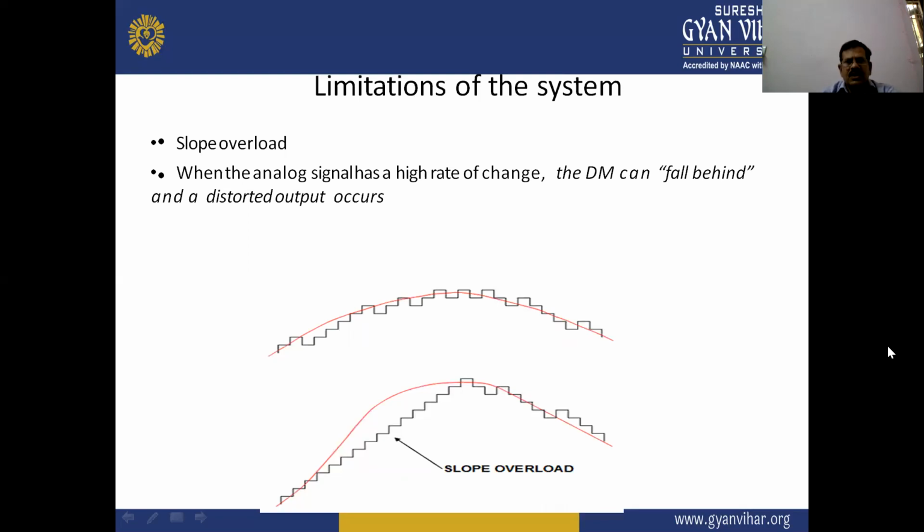There are some limitations of the delta modulation system. There is slope overload: when the analog signal has a high rate of change, delta modulation can fall behind and a distorted output occurs. You can see the distorted output waveforms when the slope is overloaded. So this is the limitation of this system.